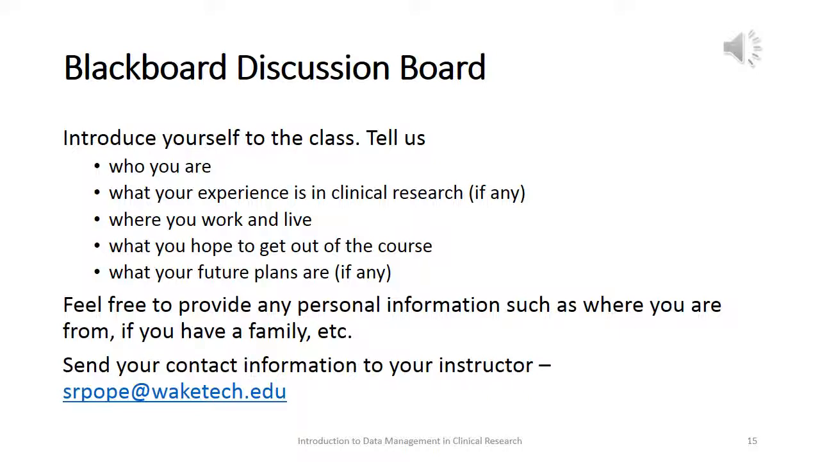I think that's very beneficial. And then let us know if you have any future plans. I've had students in the past that have taken these courses and they've progressed on to different careers. Some of them have gone to work in the CRO industry, others have gone to work elsewhere. So certainly if that's an option that you have or that you're thinking about, let us know that. And feel free to ask me about that. I'm very willing to help anybody that's interested in working in our industry.